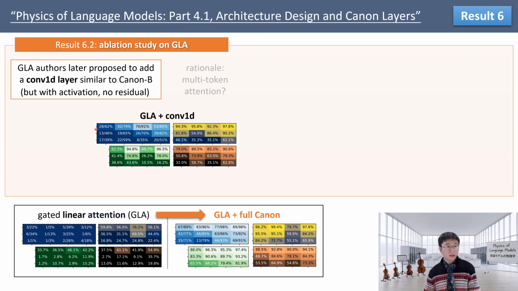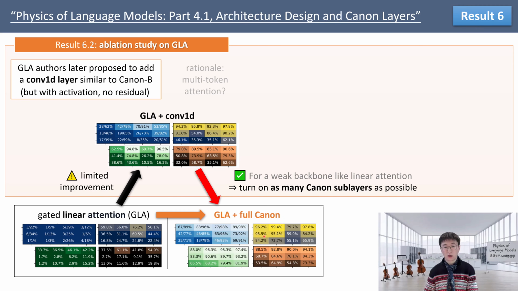So we also tested their version, the GLA plus Conv1D, in our playground. It gives you a very strong improvement over the original GLA, but it's nowhere close to our full Canon version of the GLA. Therefore, for a weak backbone like the linear attention architecture, you really want to turn on as many Canon sublayers as possible. So this is our first ablative study result.